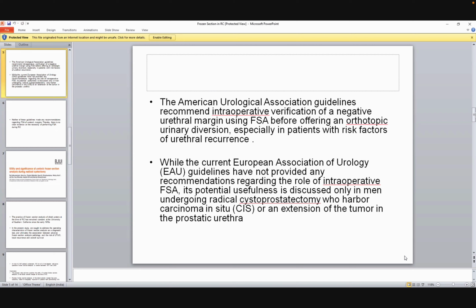The American Urological Association guidelines recommend intraoperative verification of negative urethral margin using frozen section analysis before offering an orthotopic urinary diversion, especially in patients with risk factors for urethral recurrence. While the current European Association of Urology guidelines have not provided any recommendations regarding the role of intraoperative frozen section analysis, its potential usefulness is discussed only in men undergoing radical cystoprostatectomy who harbor carcinoma in situ or extension of the tumor in the prostatic urethra.